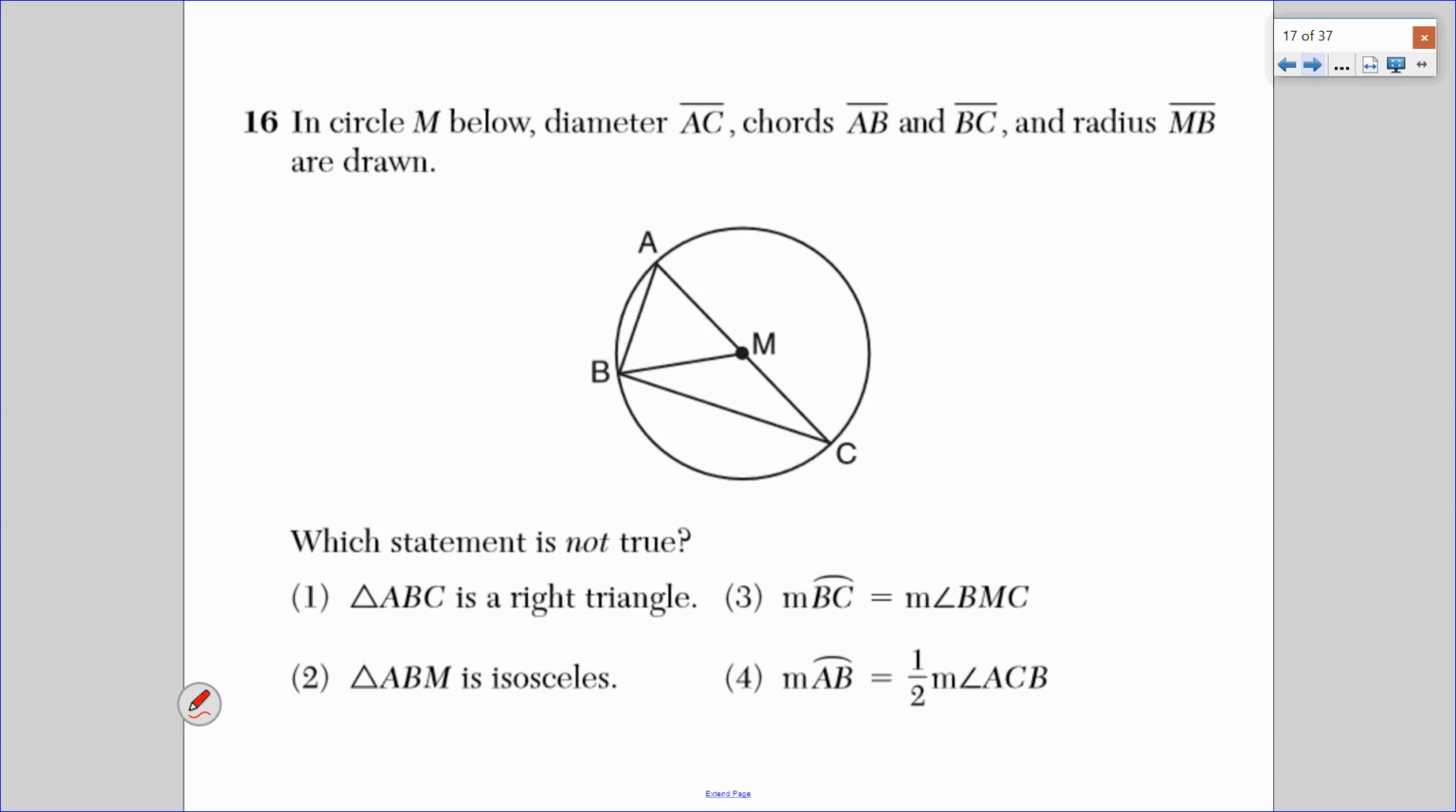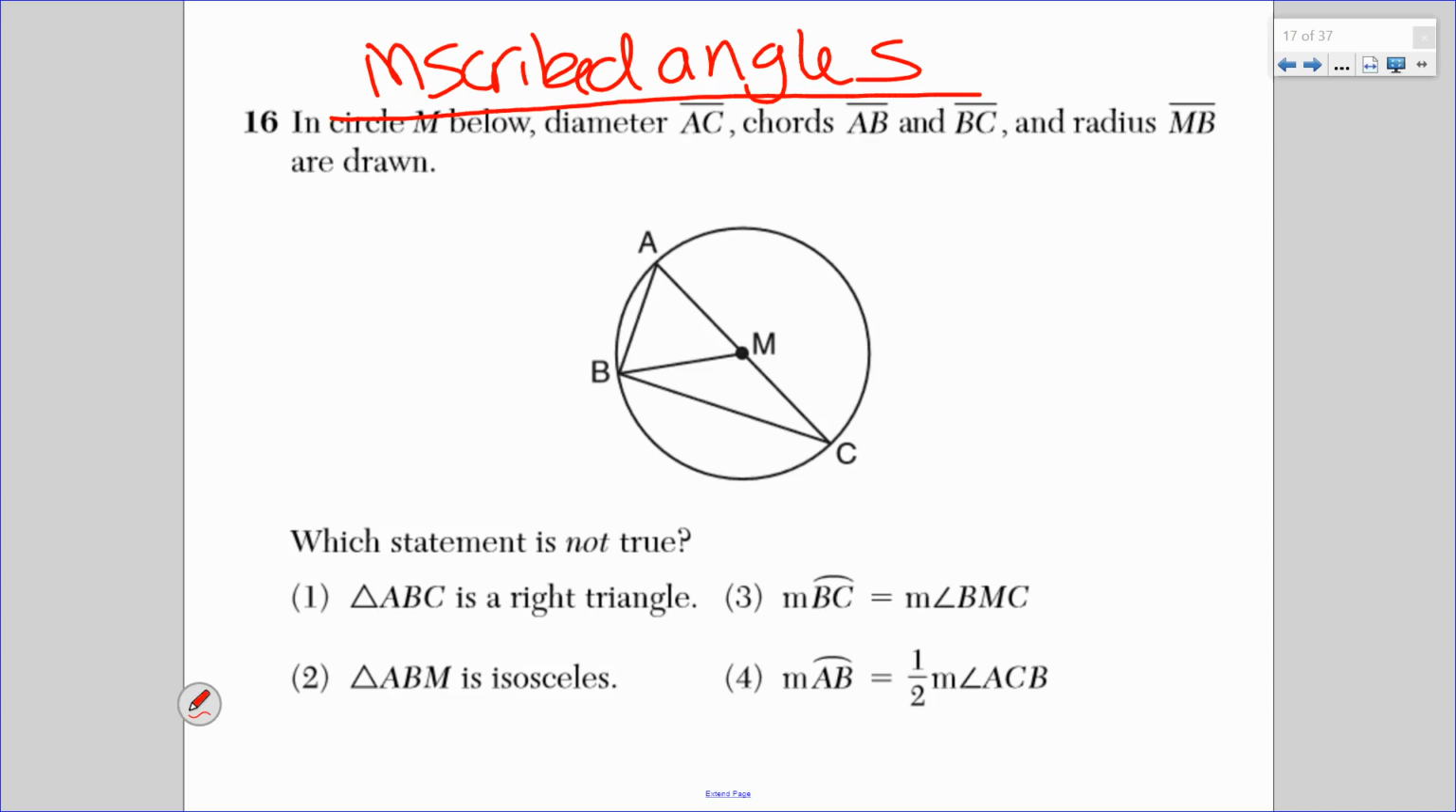Circle M below, diameter AC, chords AB and BC. For circle problems, the key is inscribed angles. I don't even know if that's going to be the case for this particular question, but in general, when you see these circle problems, whether it's proofs or problems, look for inscribed angles. Which statement is not true? Triangle ABC is a right triangle.